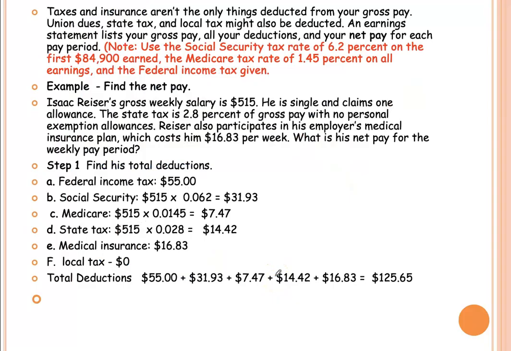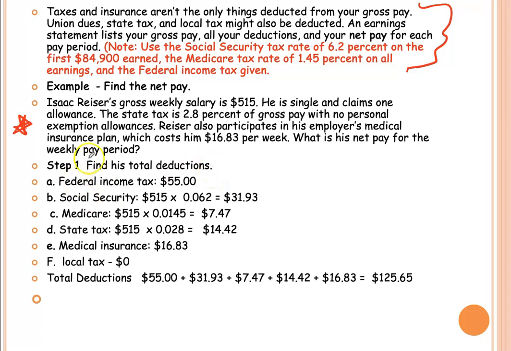So now you need to look at your 2.6 practice worksheet. This is what's at the top of your worksheets. This is just a little introduction. So here is the actual problem right here. Isaac Reiser's gross weekly salary is $515. He is single and claims 1 allowance. The state tax is 2.8% of gross pay with no personal exemption allowances. Reiser also participates in his employer's medical insurance plan, which costs him $16.83 per week. What is his net pay for the weekly pay period?